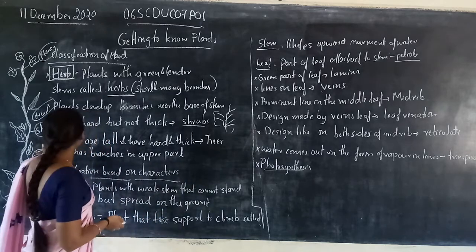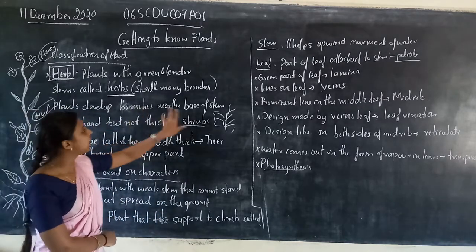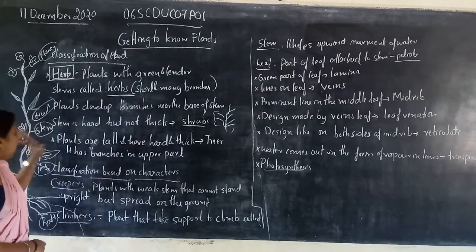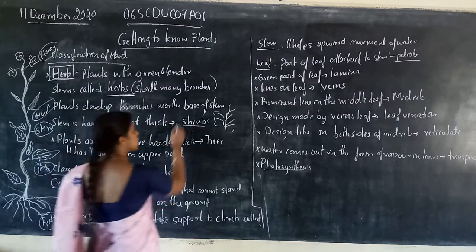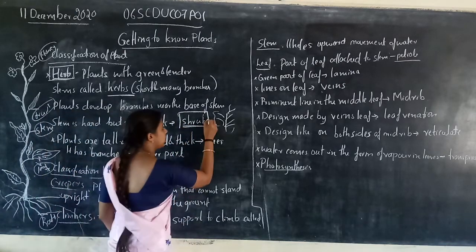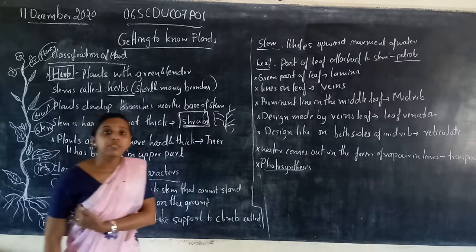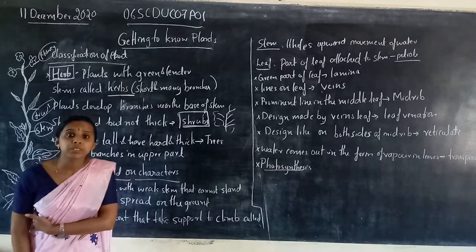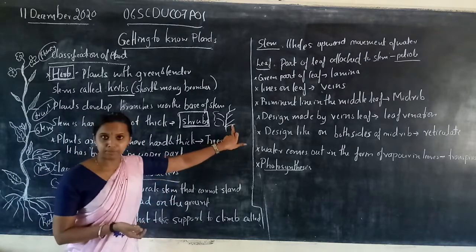Next, second, the plants that develop branches near the base of the stem, and the stem is hard but not thick, such plants are called shrubs. The second one is shrubs. So what are these shrubs? The plants develop branches near the base of the stem.